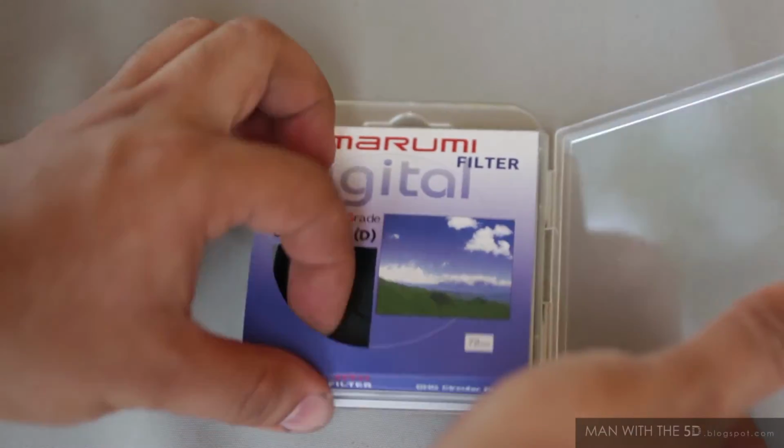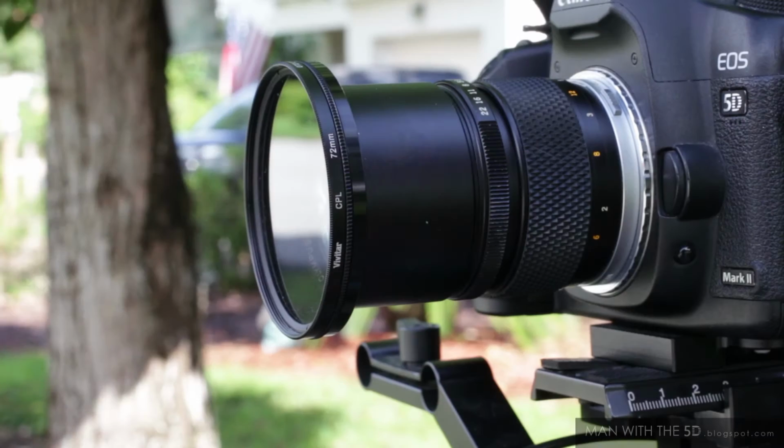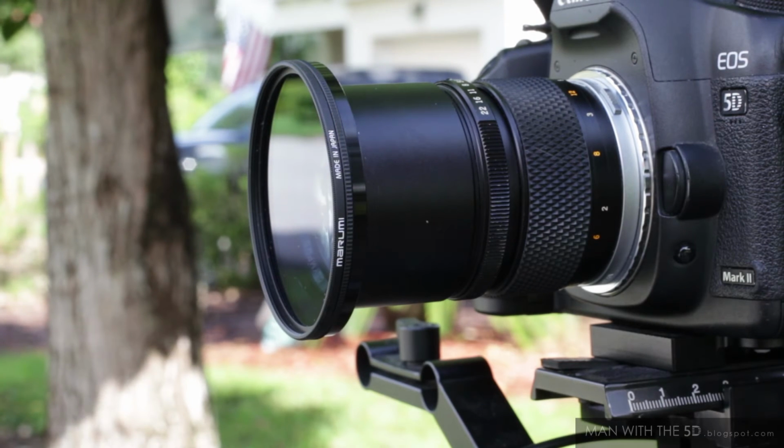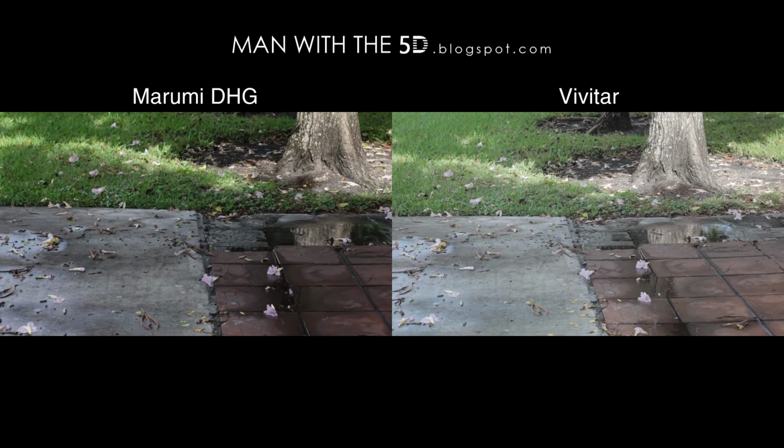As for quality, some photographers suggest a superiority of $60 or $70 polarizers over cheaper units. I've shot with both the $15 Vivitar polarizer and the $60 Marumi DHG and hardly see any difference, not enough to warrant the extra $45 anyway.